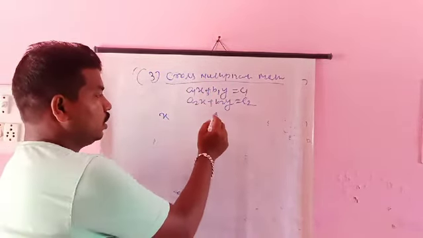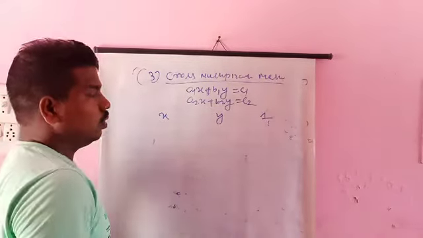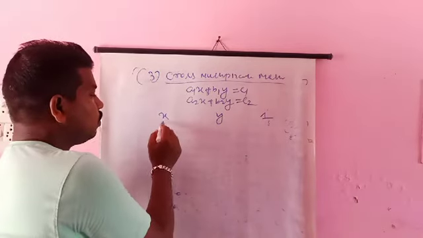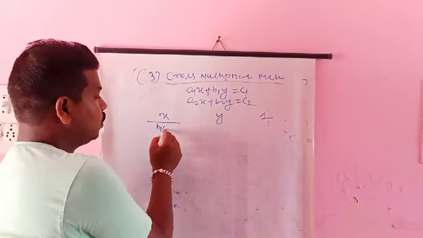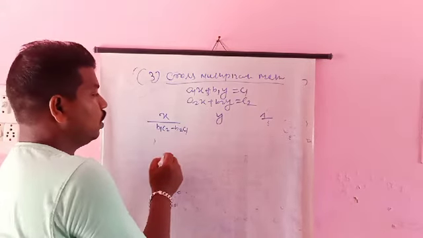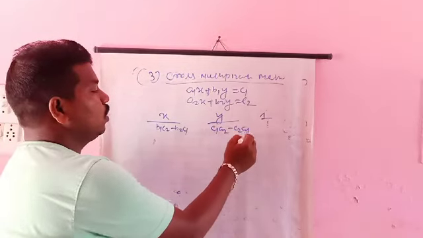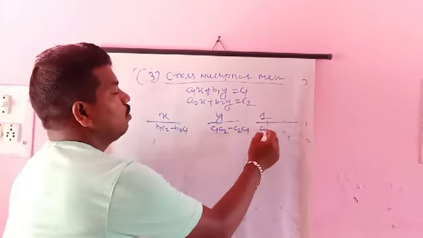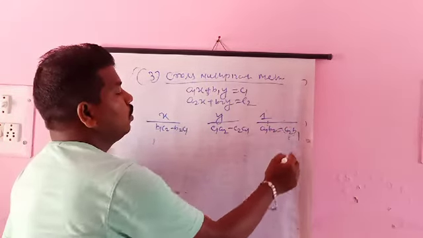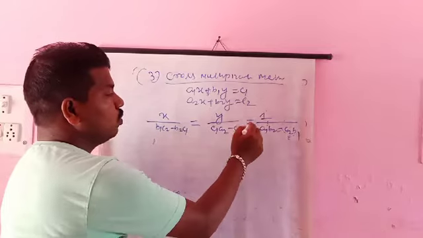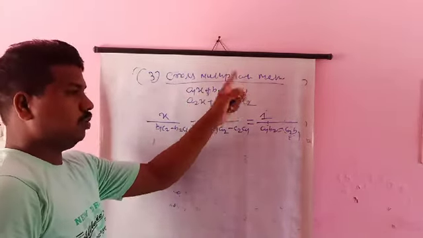That is x here, y here, 1. So x by b1 c2 minus b2 c1, y by c1 a2 minus c2 a1, 1 by a1 b2 minus a2 b1. So this is the method to find the value of x and y in the cross multiplication method.